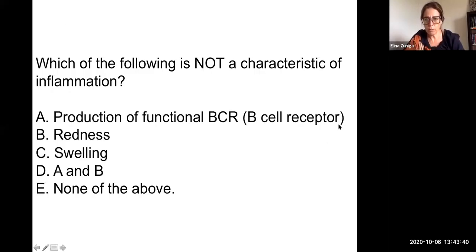Okay, so let's stop the poll and share the results. Which of the following is not a characteristic of inflammation? Redness and swelling are, and production of functional BCR, or B cell receptor, we will learn later, has nothing to do with inflammation. It actually occurs even before the infection, so the B cells can be there ready to recognize a pathogen via the BCR, okay? So I stopped sharing.